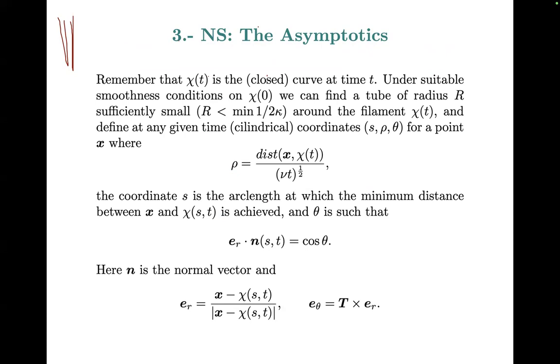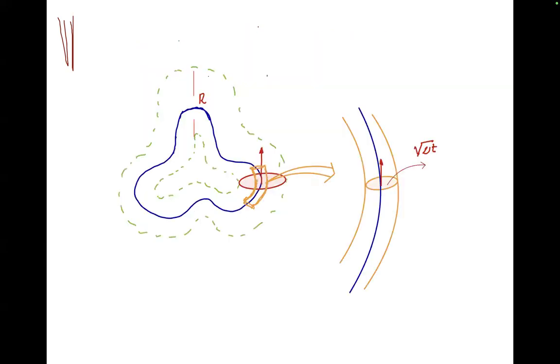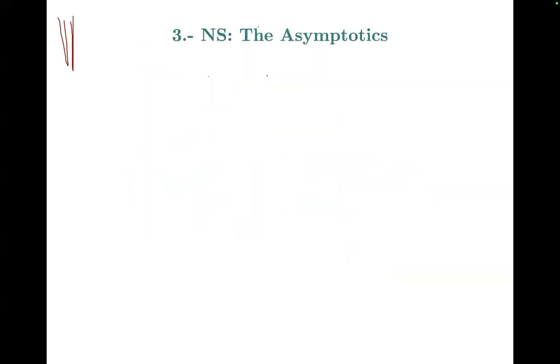First of all, chi of t is the closed curve at time t, which has no self-intersections, so that you can construct a tubular neighborhood. I will make a picture. It will be here. Okay, so this is the picture. Let me first say it in words.